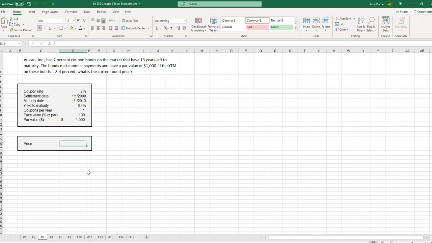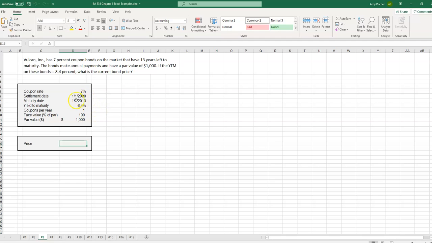So we have a 7% bond. It has 13 years left to maturity. And the bonds make annual payments, so it's one payment, or coupon, per year, and it has a par value of 1,000. If the yield to maturity on these bonds is 8.4%, what is the current bond price? So we put all of that information into Excel.